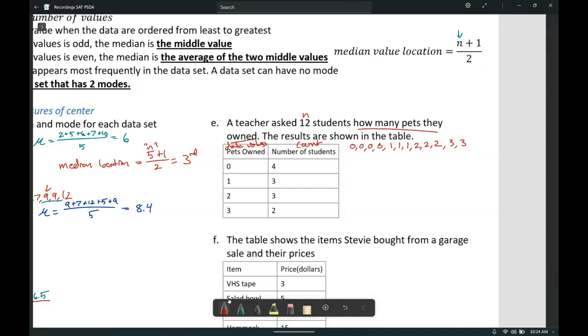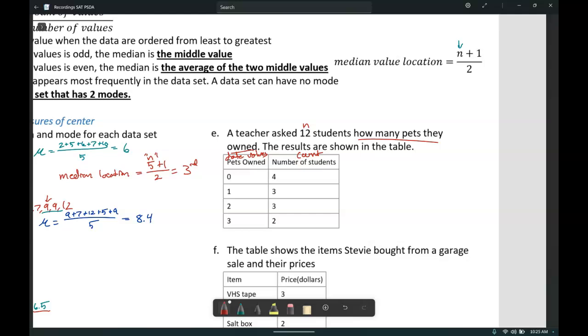But if we have a very large data set listed as a table called a frequency distribution, then there's a better and faster way to find the mean, the median, and the mode without having to list out everything that's here. So let's take a look without using this list. First, we want to find the mean. The mean, again, is the sum of all the data values. So these are my data values.